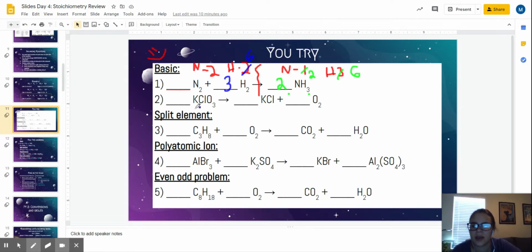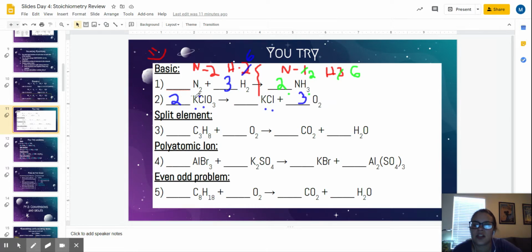For this one, let's just do it quick. K and K are balanced. Cl is balanced with Cl, but we have 3 O's and 2 O's. So I'm going to put 3 and 2. If they don't work out right, you can always do the least common multiple. So I'm going to put a 3 here to make 6 and a 2 here to make 6. So now my oxygens, I have 6 on this side and 6 on the other side.